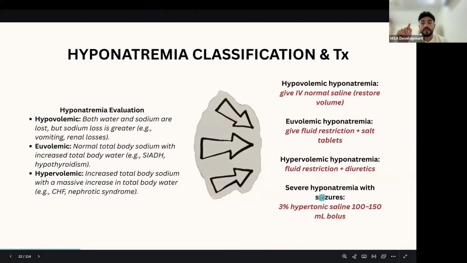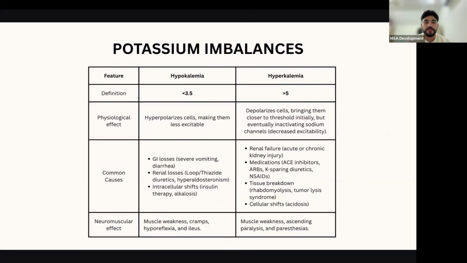Severe hyponatremia with seizure: here I'm going to give a 3% hypertonic saline of 100 to 150 milliliter bolus. Now, I didn't explain this one, right? Because it's out of your scope and this is a crash course, but just remember it. In case you see a patient who has really, really low sodium levels and he is seizing, then your choice is going to be to give him a 3% hypertonic saline, okay? So you can restore the sodium levels.